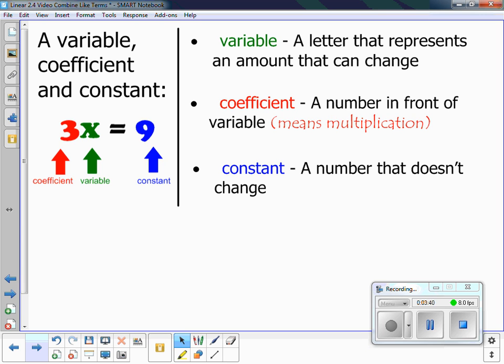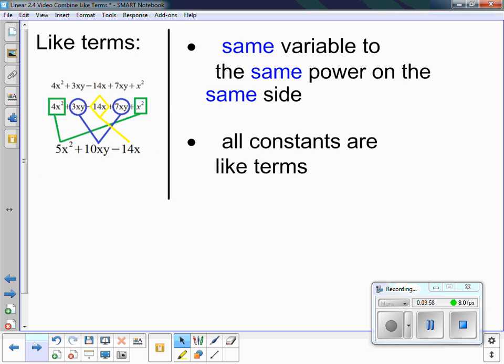Our coefficient is the number in front of the variable. And whenever you have a number and a variable next to each other, that automatically means they multiply. And then our constant is the number that doesn't have a variable with it, and that number doesn't change. So like terms means same variable to the same power on the same side of an equal sign. Okay, those are like terms, and we're going to combine like terms. All constants are automatically like terms.